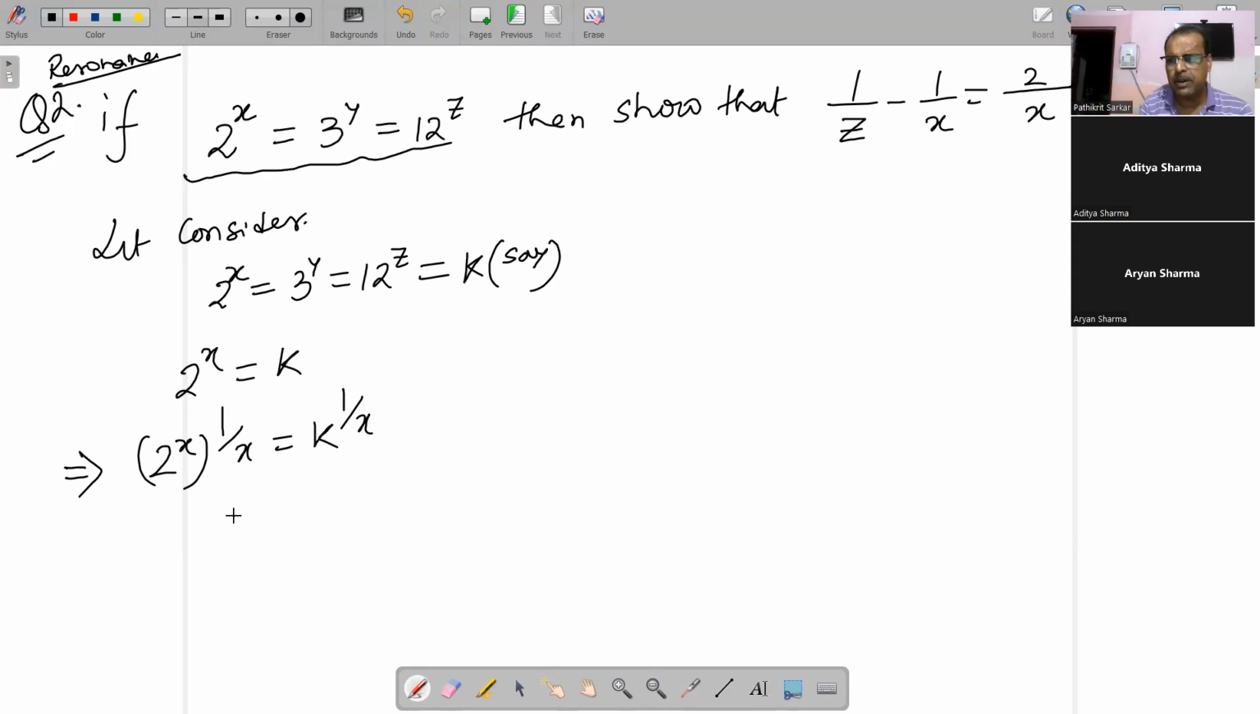Once you will take this power, what will happen sir? x के साथ x कट जाएगा। That means 2 का वैल्यू आ जाएगा k to the power 1 by x. So this you just keep it separate. This is your equation number 1.